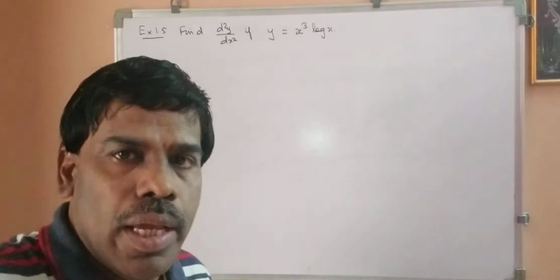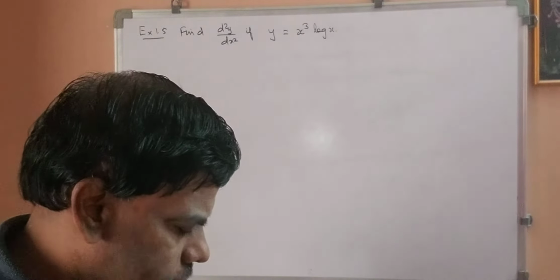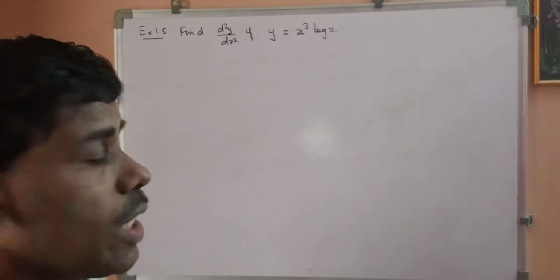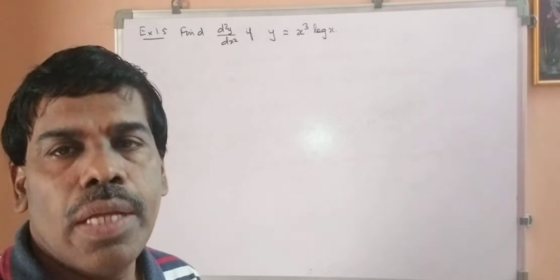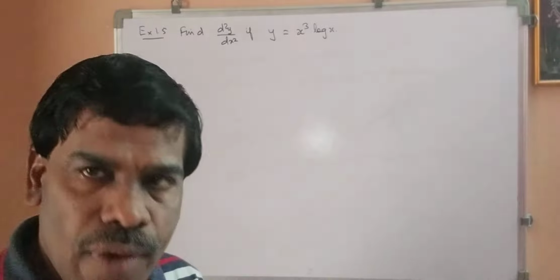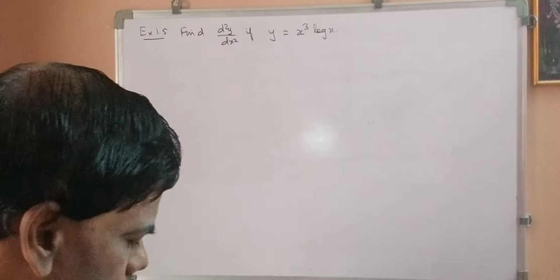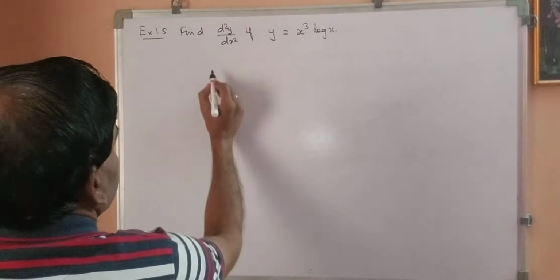Listen very carefully. You are given a function y. What is the function? x cube into log x. So, you have to find d square y by dx square. That means second order derivative. That means the given function is to be differentiated twice. Now, you know how to differentiate the first time.